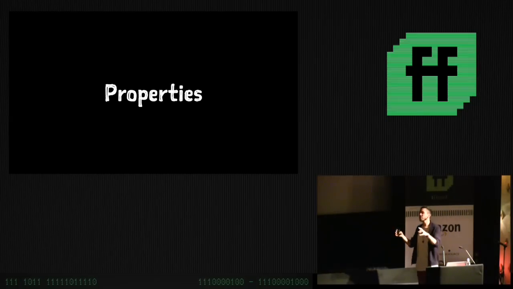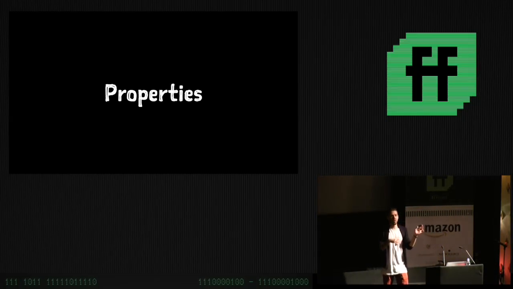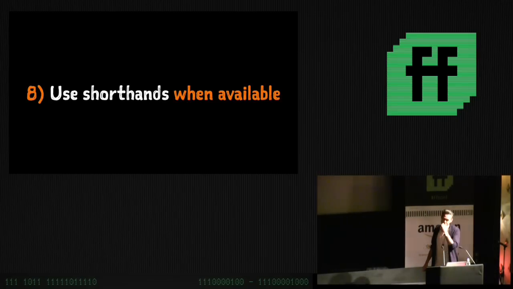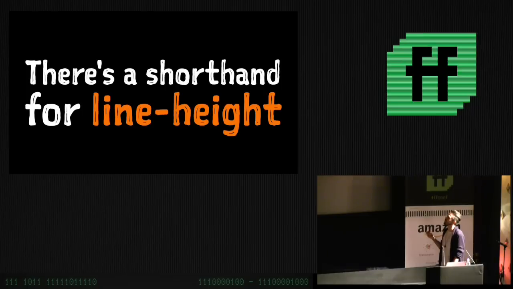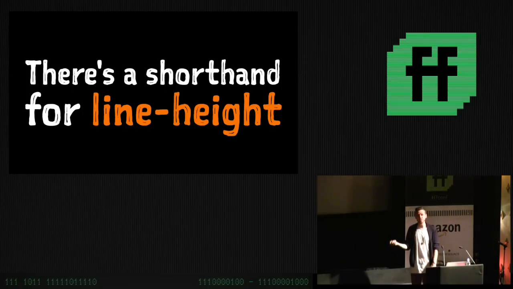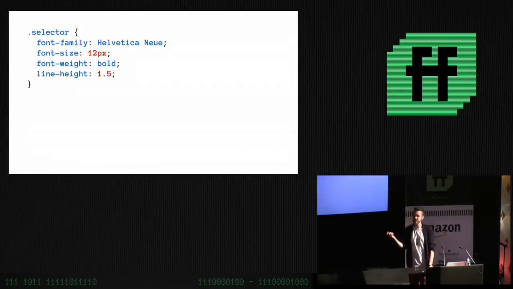So most people usually talk about the selectors when we talk about CSS, right? But let's actually talk about some good properties conventions. So use shorthand when available. For example, there's a shorthand for line height. Many forget that there is, because you may see this.